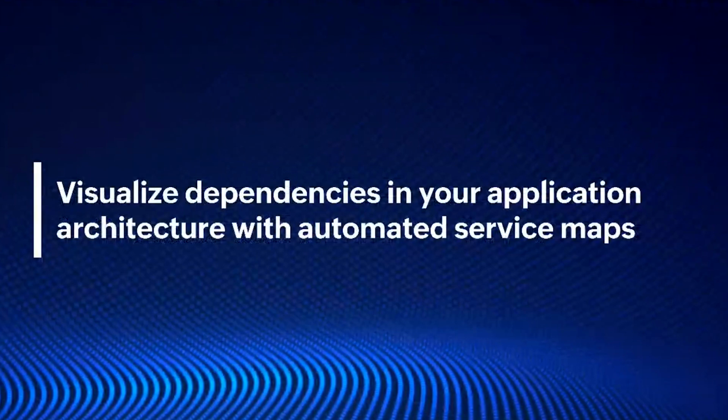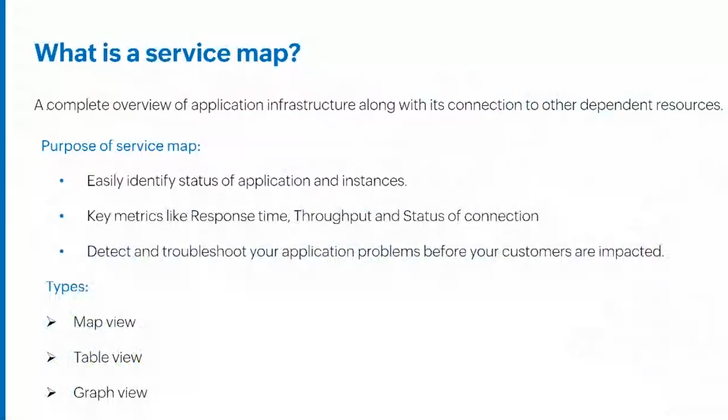Moving on to the last topic of today's presentation, visualize the dependencies in your application architecture with automated service map. So what is a service map? In order to get a complete overview of the application infrastructure along with its connection to the other dependent resources, we use a service map. The purposes of using a service map are to easily identify the status of the application and its instances, monitor the key metrics like the response time, the throughput, and the status of connection, then detect any issues and troubleshoot your application problems before your customers are impacted.